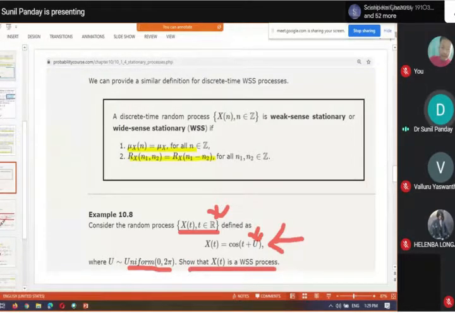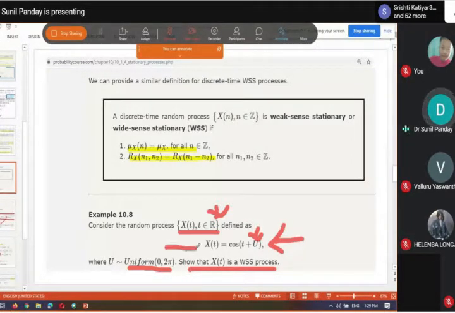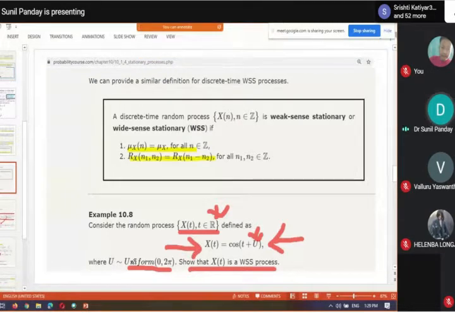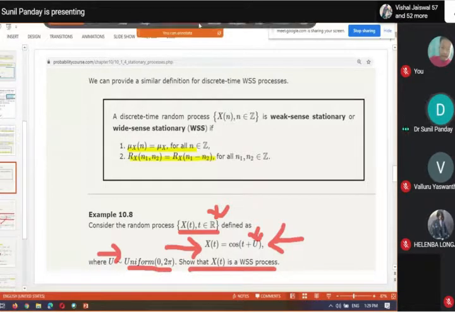We have to check that. So this is the definition of X(t), and the randomness in this random process comes from this capital U. Capital U is a random variable of uniform type within the interval 0 to 2π.